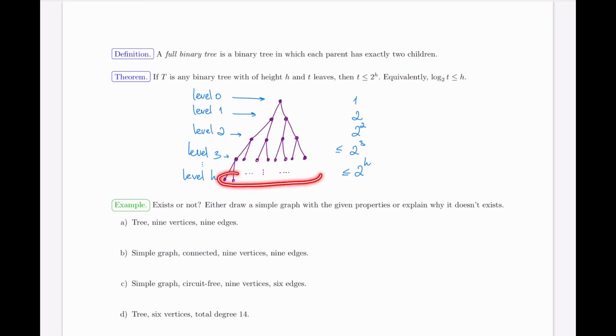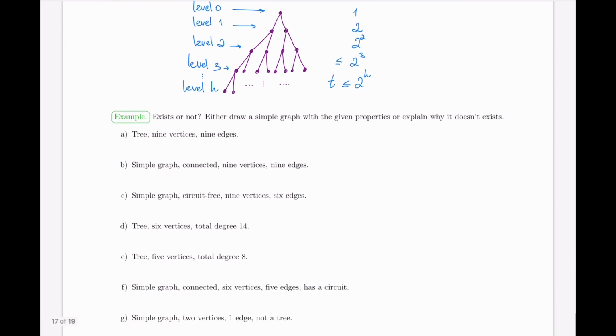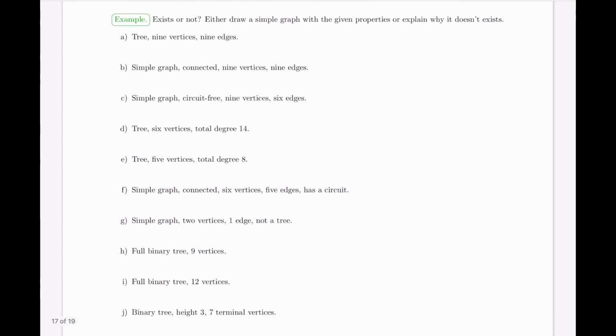Now, the level that is the height of the tree is the last level, which means that I'm not extending any further past here. And so those are the only vertices of degree 1, and those are, in fact, my only leaves. Since I've labeled t as the number of leaves, I get the expression that t is less than or equal to 2 to the power h. Rewriting it in logarithmic form is just applying exponentiation and logarithm conversion rules to this formula that we've developed.